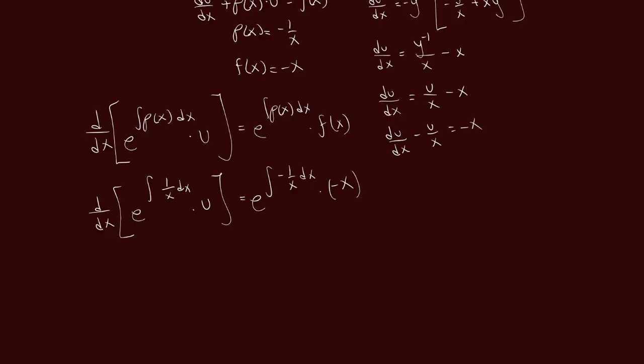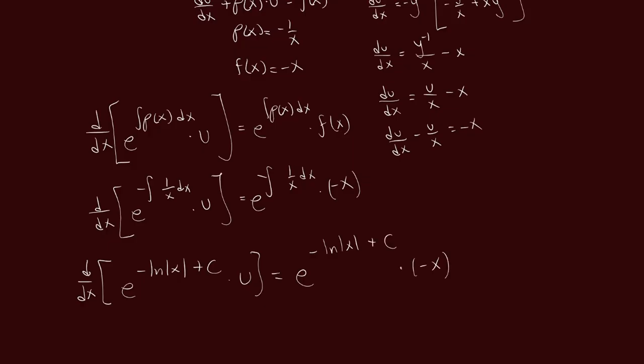So let's take out the negative from here, and the same goes for here. So that's just minus ln of x plus c. And the same thing goes for here: that's just minus ln of x plus c, times minus x. And that's the same thing as e to the minus ln of x times e to the power of c. And now we're going to integrate both sides with respect to dx. So this and this cancel each other out.